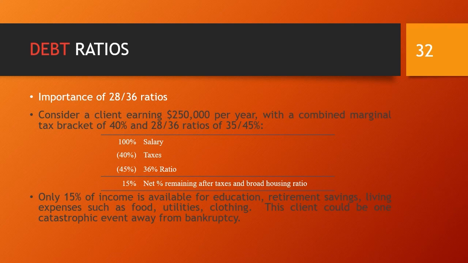Only 60%. Now, remember, if our 36% ratio is exactly 36%, how much is going towards housing and our debt payments? 36%. 36% of our money is going towards housing and debt payments. 40% is going towards taxes, right? What does that add up to? That adds up to 76%.